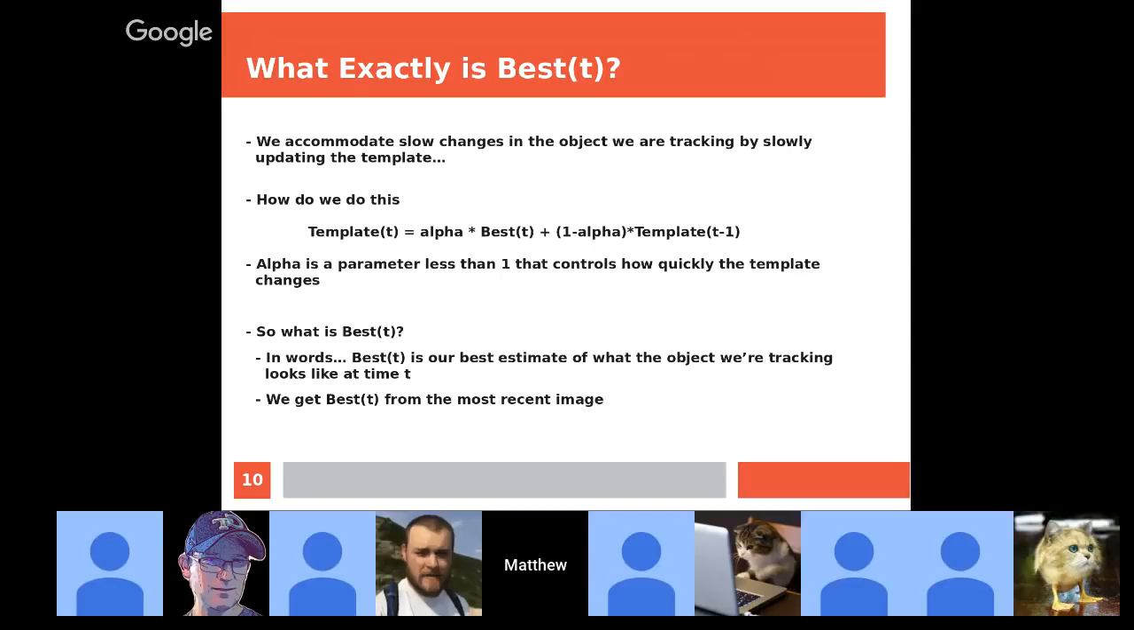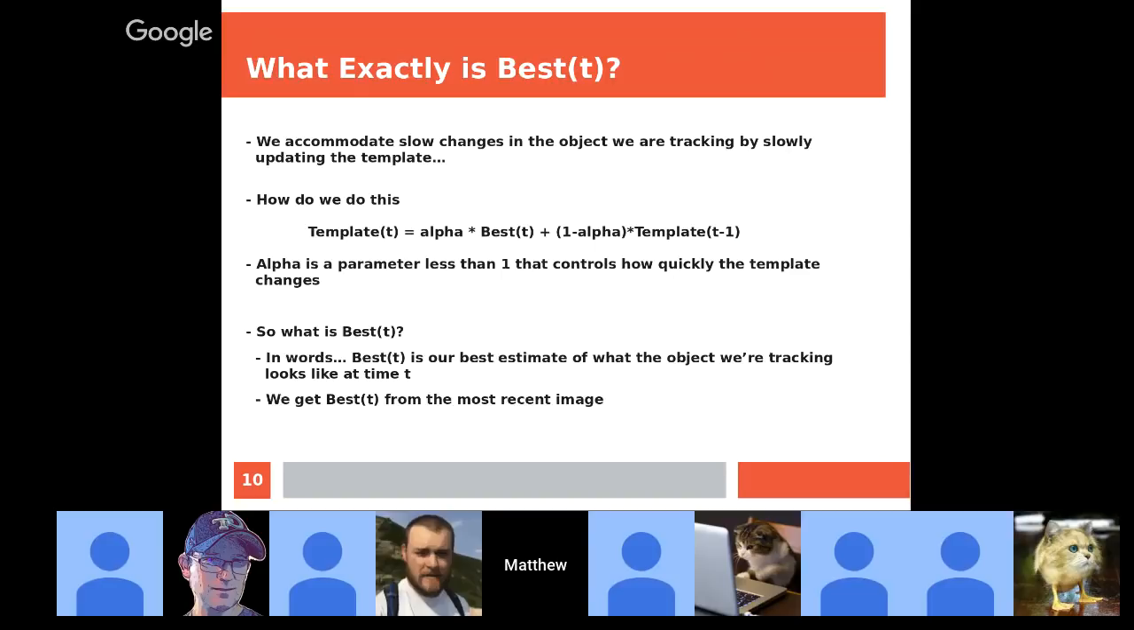What exactly is best of t? How do we get this magical secret sauce that's going to make our template better at time t than it was at time t minus 1? In words, best of t is just our best guess at what the template should be at time t. So we're going to take the frame we just got, and we're going to use all the information our particle filter has accumulated and learned, and we're going to pick a patch of the image to represent our best guess at what the template should look like.